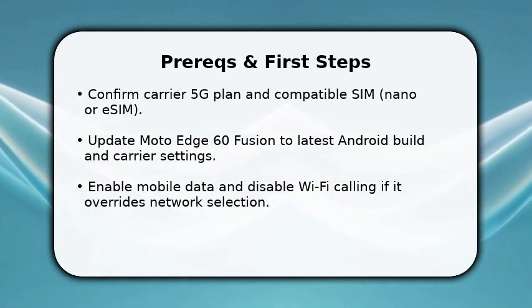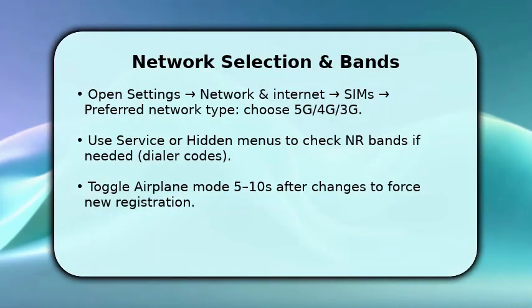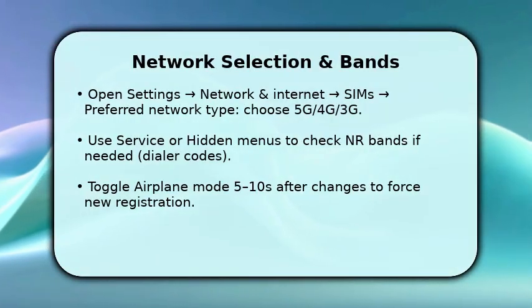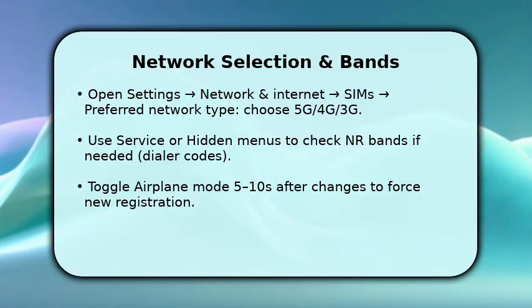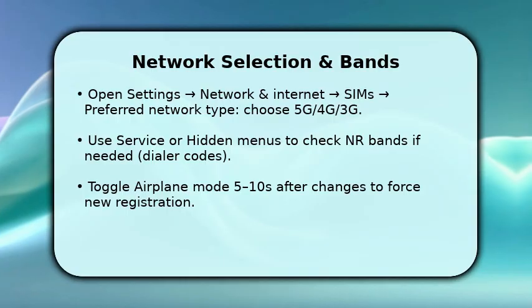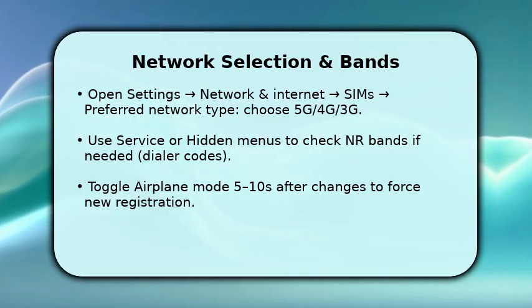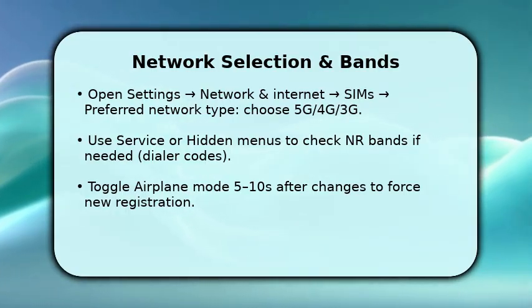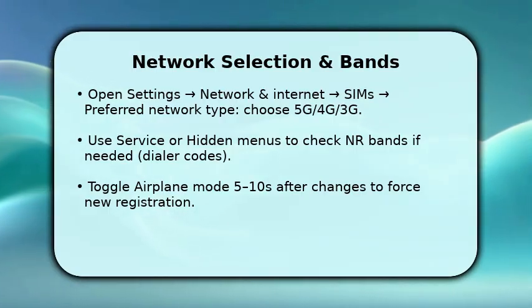You now take control of which network the phone uses. Go to SIM settings and pick the preferred network type set to 5G/4G/3G. Once selected, verify the phone is actually seeing 5G bands. If necessary, use the service menu or a network info app to confirm NR band registration.